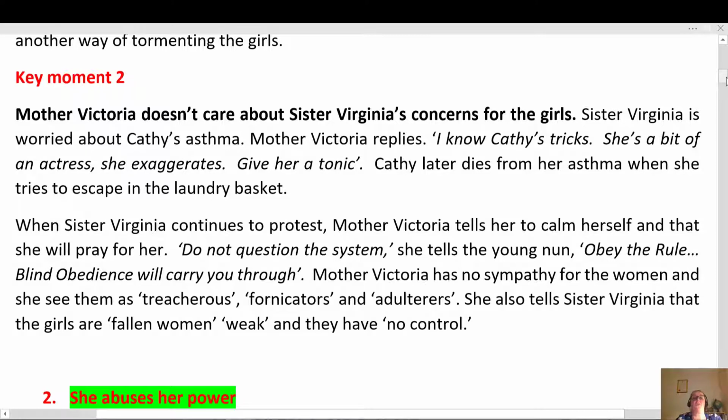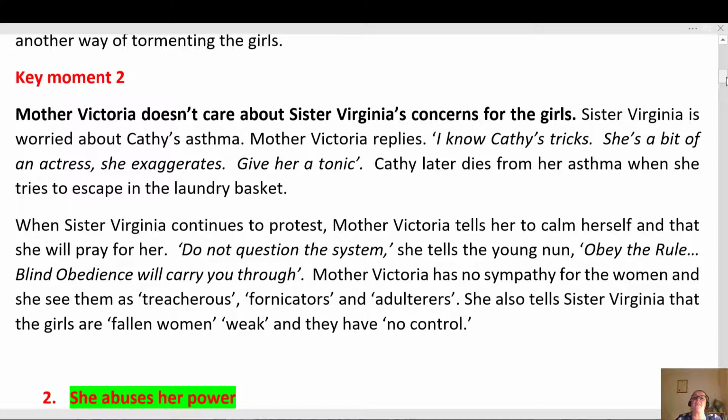Another key moment to show that she has no sympathy is Mother Victoria doesn't care about Sister Virginia's concerns for the girls. Sister Virginia is worried about Cathy's asthma. Mother Victoria replies, "I know Cathy's tricks. She's a bit of an actress. She exaggerates. Give her a tonic." Cathy later dies from her asthma when she tries to escape in the laundry basket.